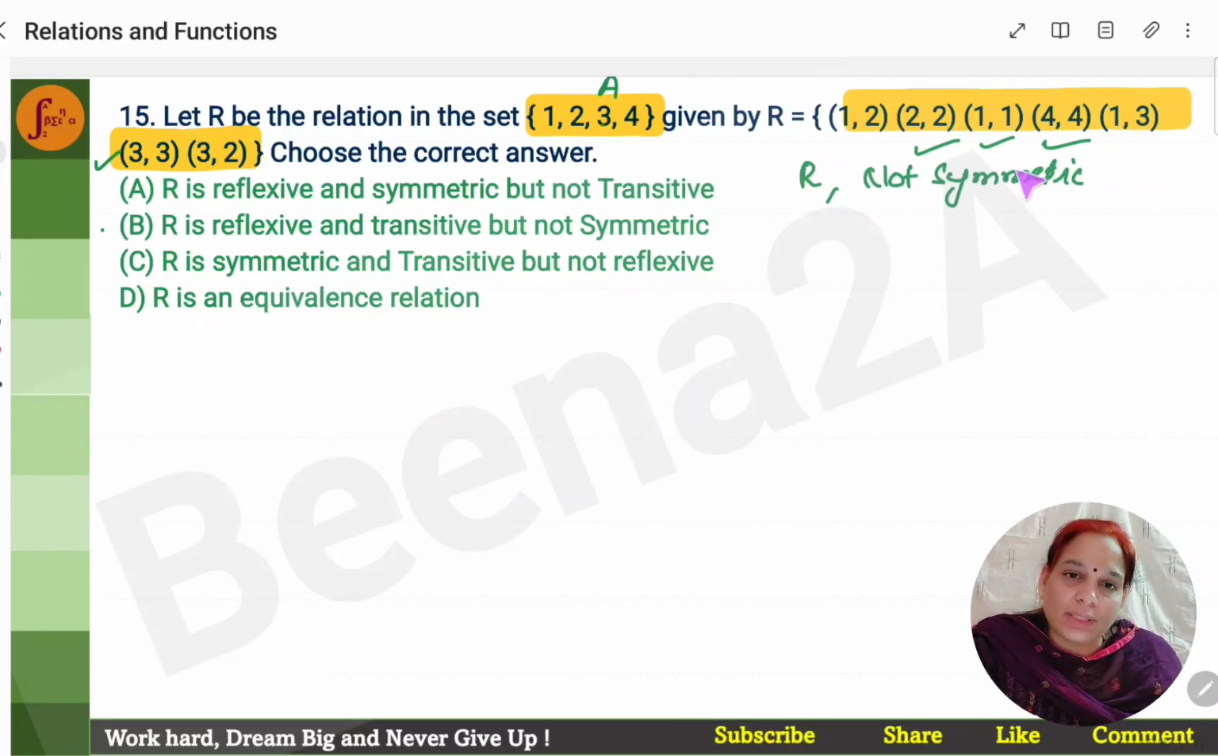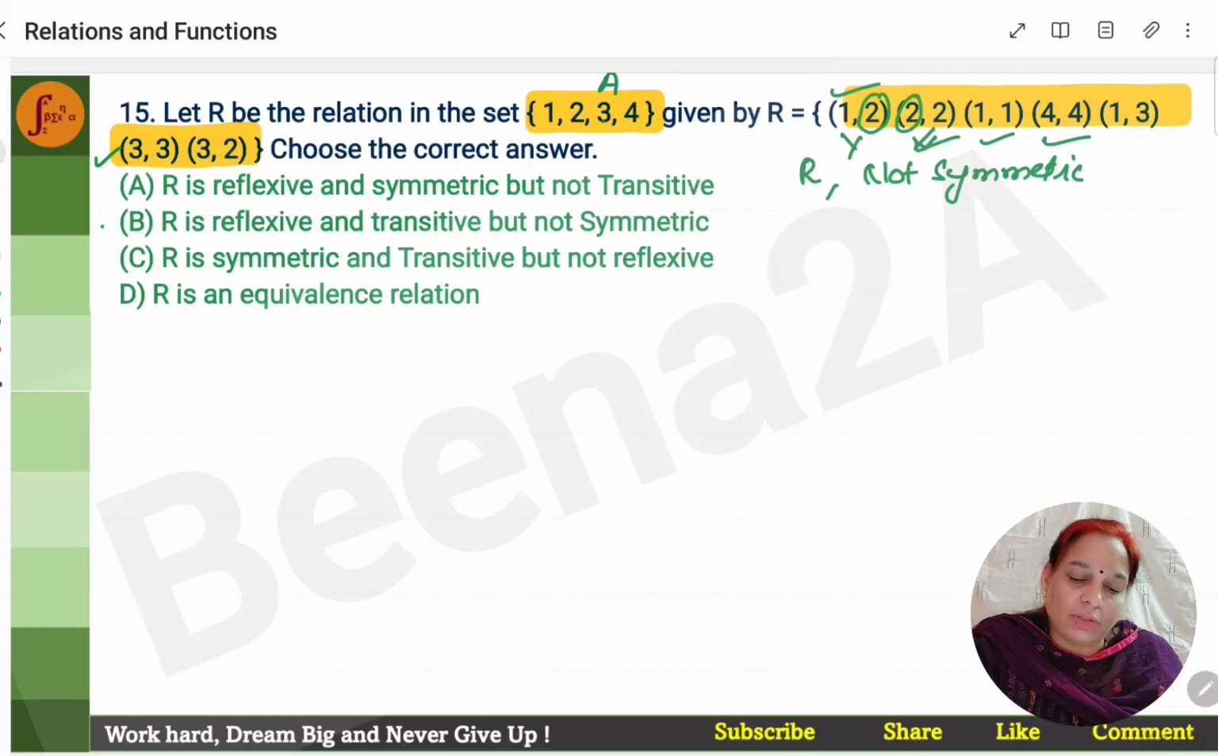Now let's see if it is transitive. For transitive, let's look at common elements. Here 2 and 2 are common. And if 2 and 2 are common, then the third pair should be (1,2). Right? (1,2). This itself is (1,2). So one condition is satisfied.